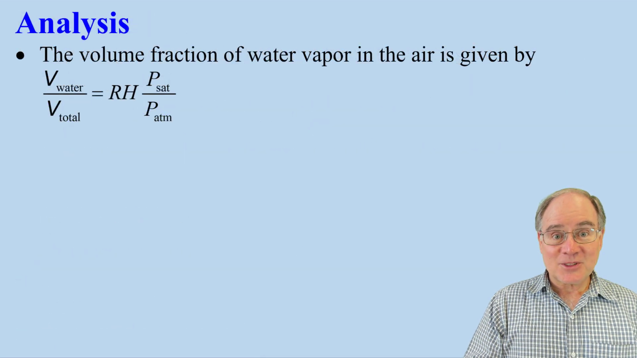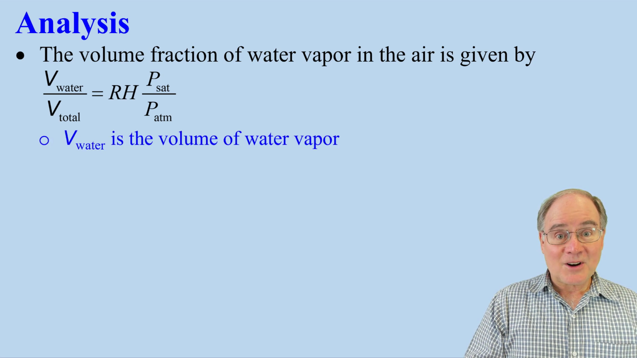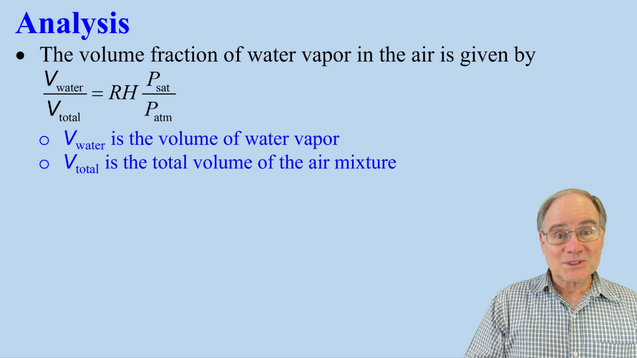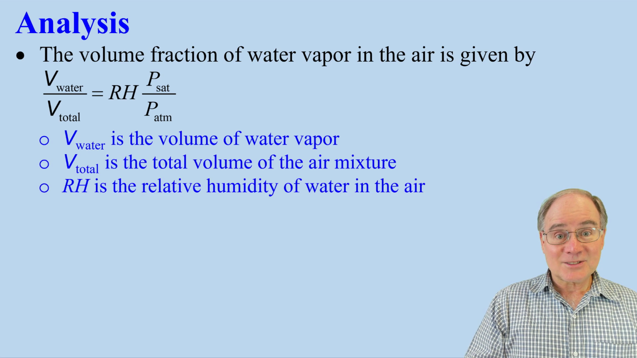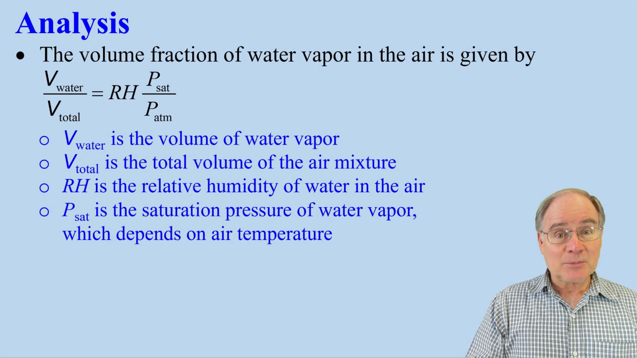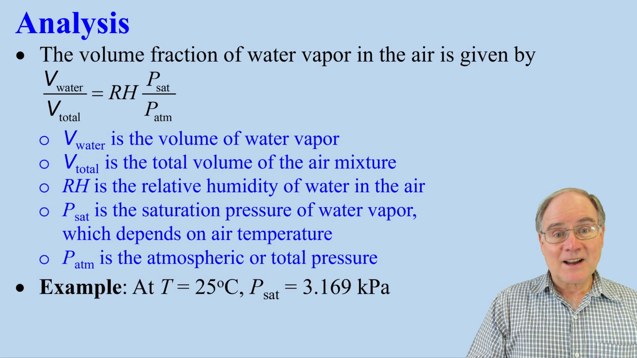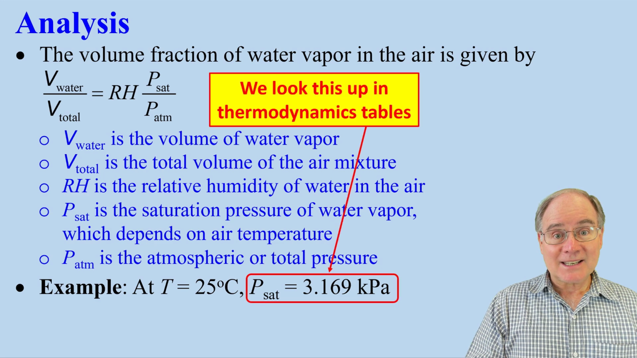Here's an equation for the volume fraction of water vapor in air, where V water is the volume of water vapor, V total is the total volume, RH is the relative humidity, Psat is the saturation pressure or vapor pressure, and PATM is the atmospheric or total pressure. For example, at 25 degrees C, Psat is 3.169 kPa. We look this up in thermodynamic tables.